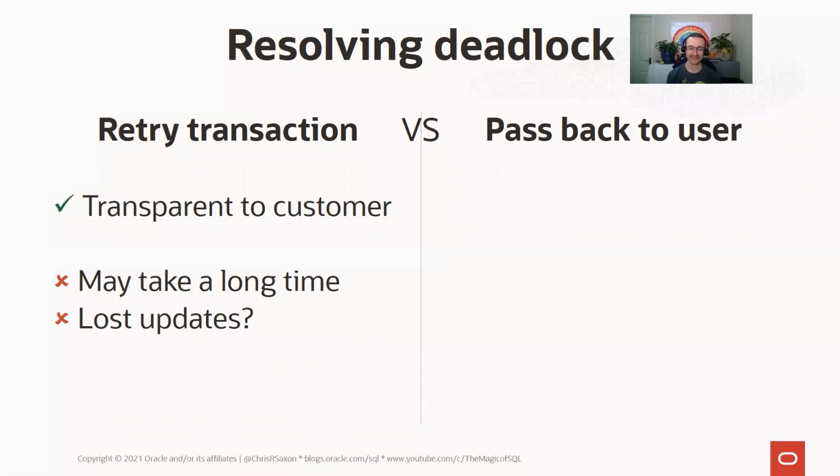So it may not always be possible to retry the transaction. So what about passing it back to the user? Well, the nice thing about this is we've released all the locks, making it more likely that other sessions can continue what they're doing. The customer can see exactly the state of the data and know what they need to retry and so on. So we're starting again from fresh.